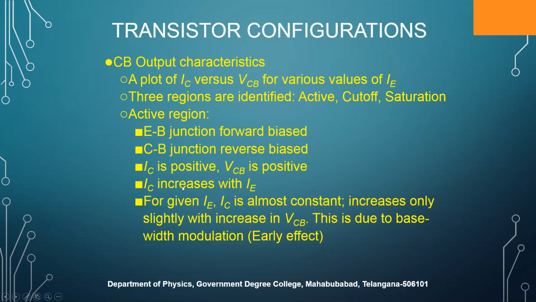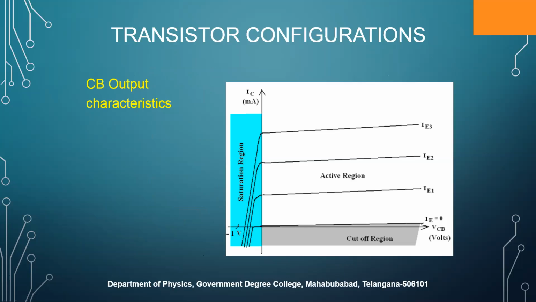So when we increase IC, IE increases. So for given IC and IE values, it is almost constant, increasing only slightly with increasing VCB. This is due to the base width modulation called the early effect. This diagram shows output characteristics of a transistor in common base configuration.